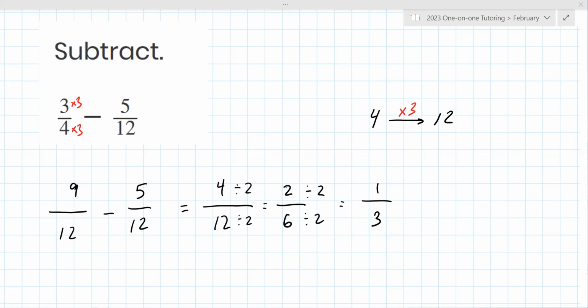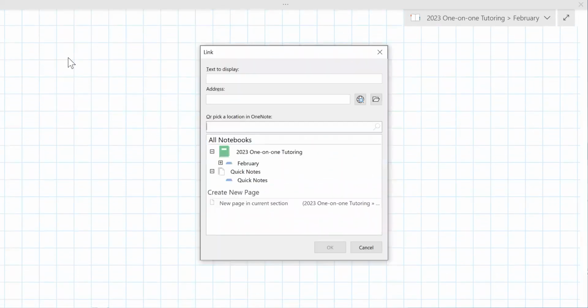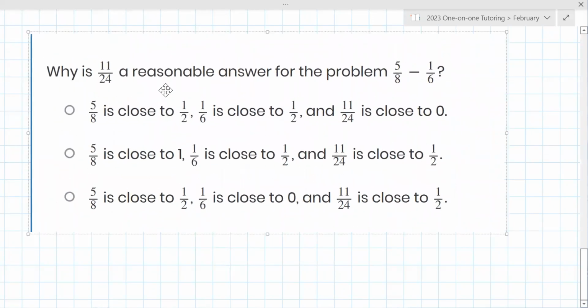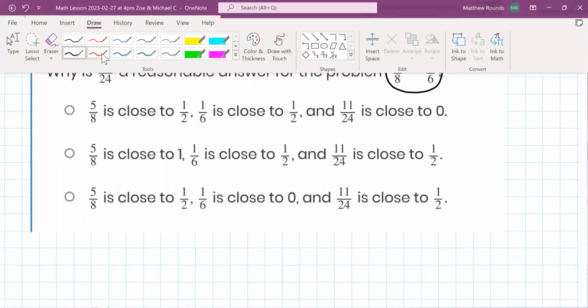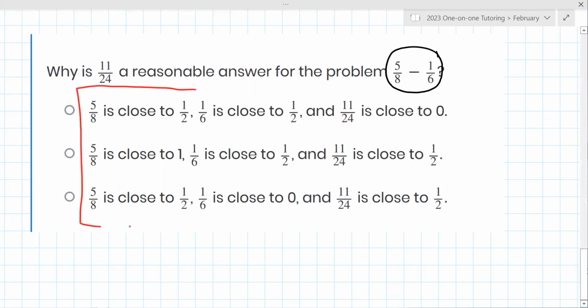I think we haven't done one like this in a while, and I think this is kind of hard, so we might as well talk about it now that you've got a little better handle on fractions. So here's the next question. It says, why is 11 over 24 a reasonable answer for the problem 5 over 8 minus 1/6? What I think is really hard here is you really need to look at the first part of each answer and decide which is true. Okay, so just focus on the red there.